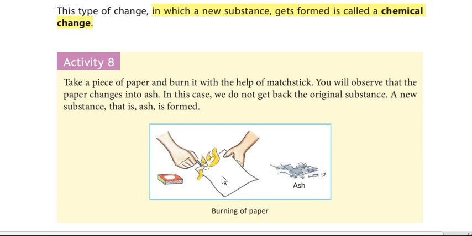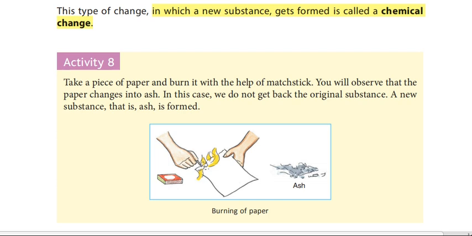Take a piece of paper and burn it with the help of a matchstick. You'll find that black ash is formed. This ash is another substance. It is the changed form of paper. Now it is changed into another chemical. Its color is changed, and its property is also changed. Now we cannot write on it. It changes into ash. So it is a chemical change. Chemical changes are permanent and irreversible.